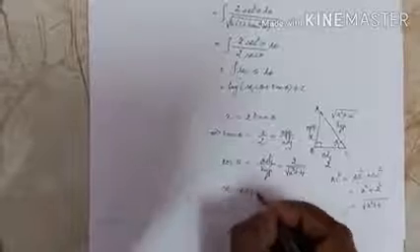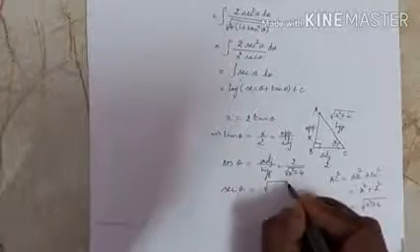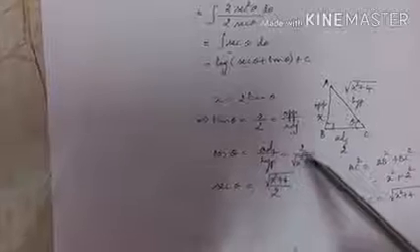Once you know cos theta, you can write secant theta, which is root of x square plus 4 divided by 2. Right? So secant theta is the reciprocal of cos theta. Okay, secant theta is 1 by cos theta. That is what we have got: the answers for secant theta and tan theta.